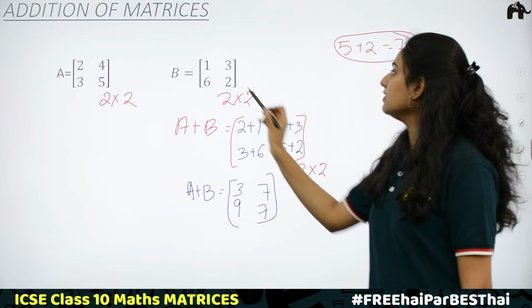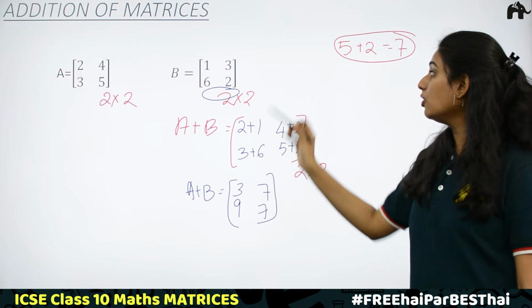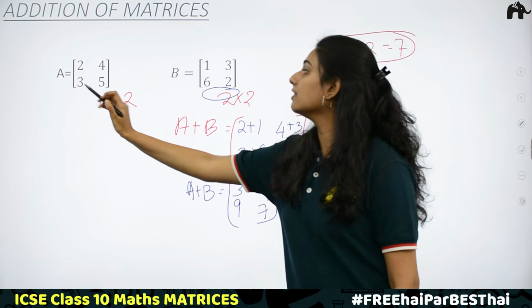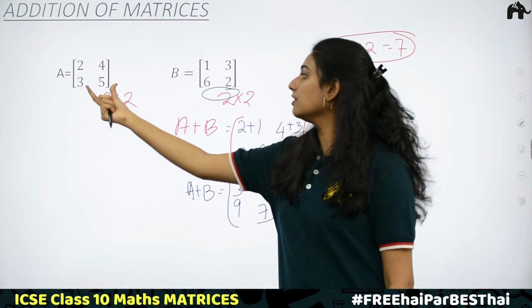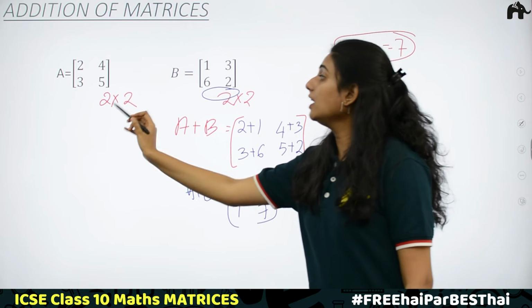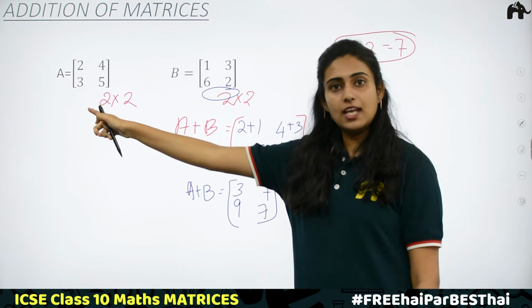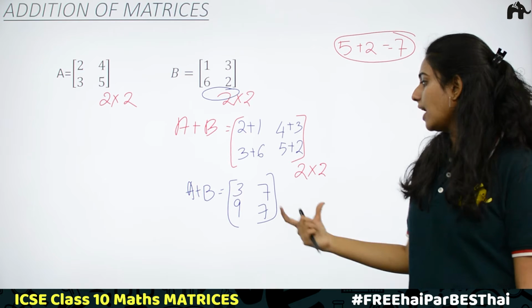Now, if this was a 3 by 2 matrix, here we would have another row. We don't have elements to add from A. Here, there are no elements. In that case, this addition is not possible. You cannot add a 2 by 2 matrix and a 3 by 2 matrix because there are no corresponding elements in A. Clear? Clear what addition is?